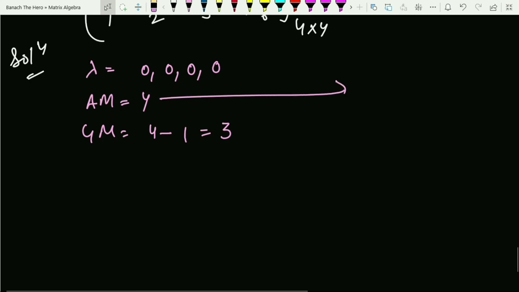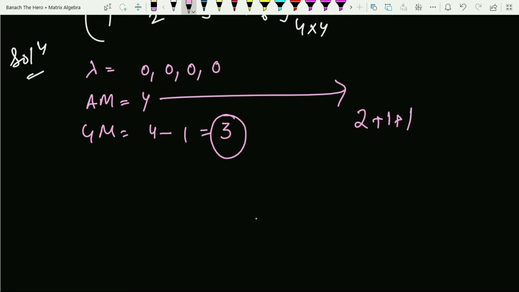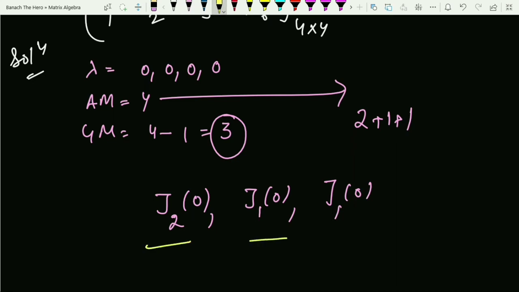You have to make the partitions of 4, right? And you have to choose the 3 partitions of the 4, right? So what is that? Can I say that is nothing but 2 plus 1 plus 1, right? So corresponding to lambda equals 0, we will have a block of size 2, a block of size 1, a block of size 1. So how many blocks? 1, 2 and 3. And what is the size of the matrix? That is 4. So clearly they are not equal, hence the matrix is not diagonalizable, right? So that is the beauty of this Jordan canonical form.